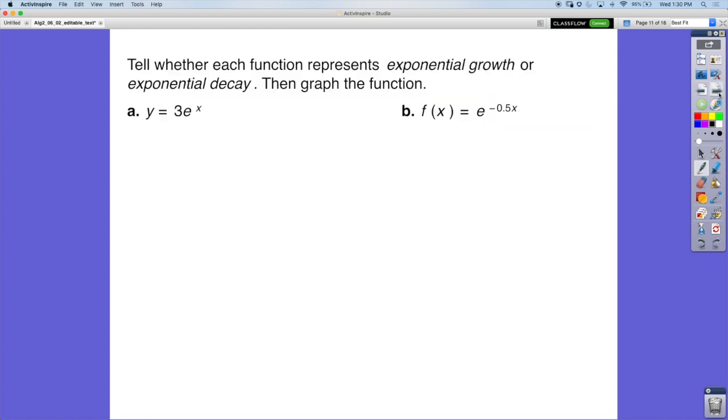Okay, so let's move forward. Tell whether it's growth or decay, and then you're going to graph it. We're going to graph it in your calculators. Just looking at this, look at my exponent. Is it positive or is it negative? Positive, so this is growth. Good.